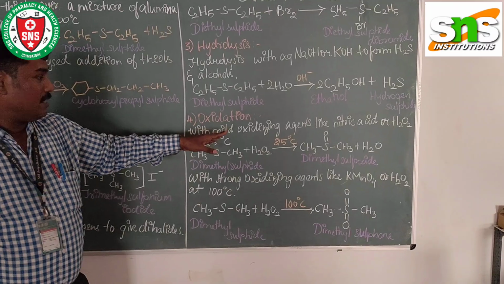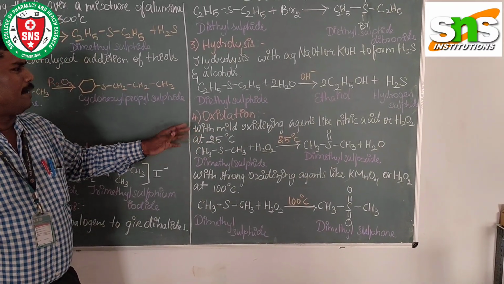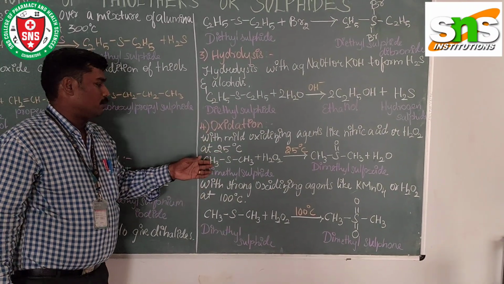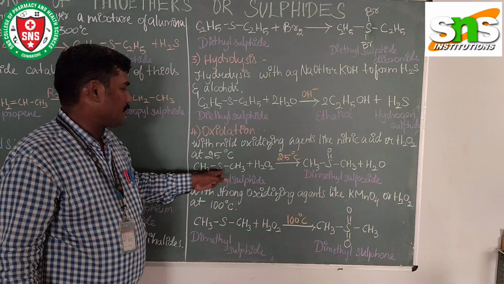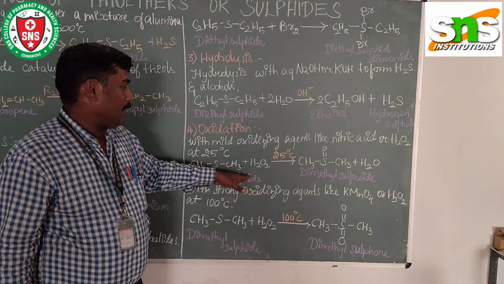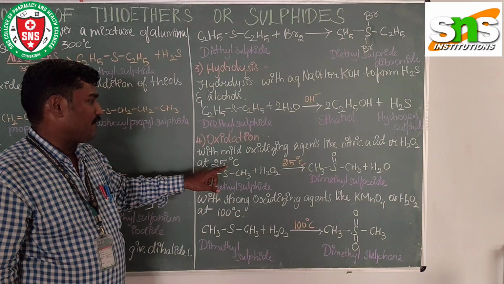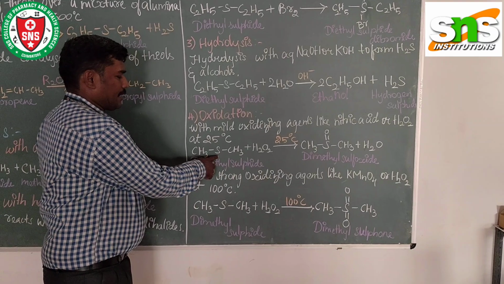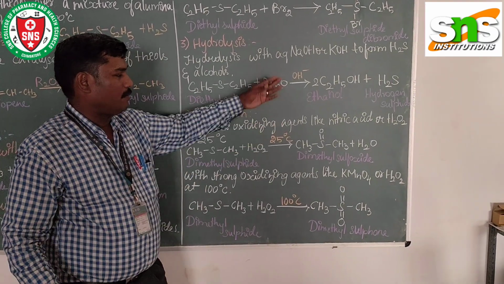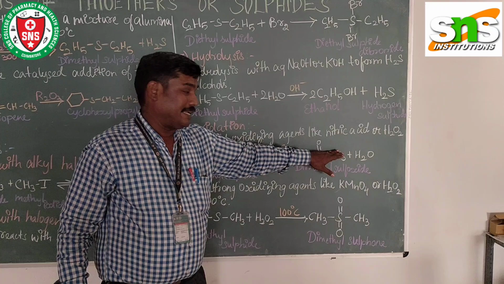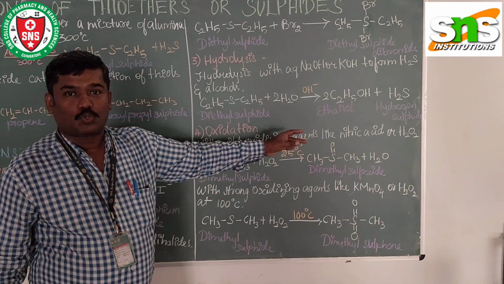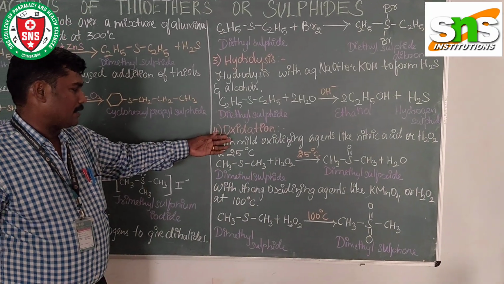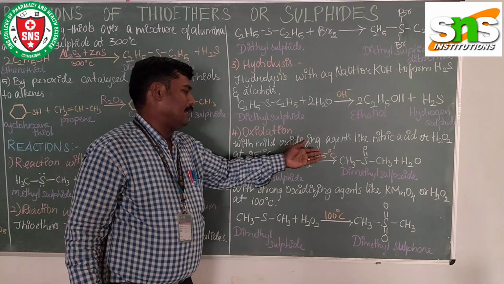Then the oxidation reaction. We are using a mild oxidizing agent like nitric acid or hydrogen peroxide here. So dimethyl sulfide, CH3SCH3, on oxidation with hydrogen peroxide at a temperature of 25 degrees Celsius, will give dimethyl sulfoxide. Oxygen will be added, so it will be converted into CH3SOCH3 with the elimination of a water molecule, H2O.